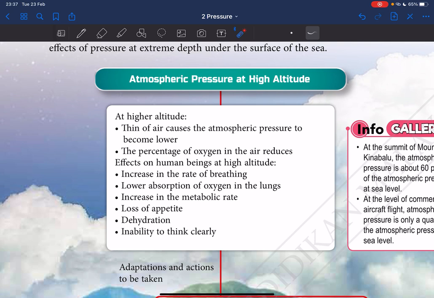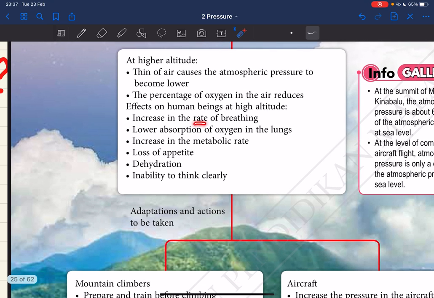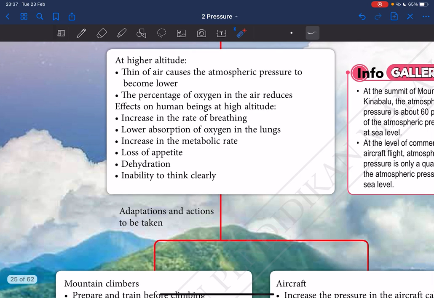So, what happens if there is a decrease of oxygen? It means increase in heart rate or rate of breathing, because every breath we take has less oxygen. That means we have to breathe faster. This one also causes increase in the metabolic rate. I think you can read this by yourself. Okay, we have loss of appetite, dehydration, and inability to think clearly.